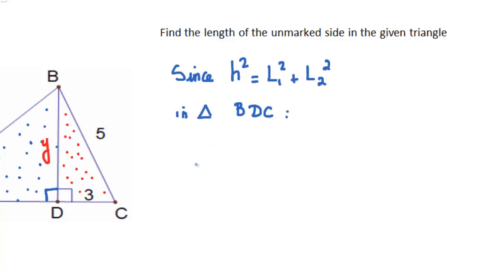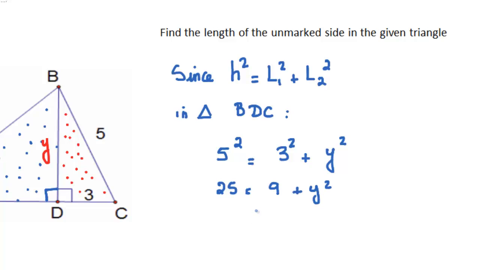So since hypotenuse square equals leg 1 square plus leg 2 square, in triangle BDC, what can I do? The hypotenuse is the one opposite to the 90 degrees. That means 5 square equals leg 1, let's say the 3. So 3 square plus the other one, BD. BD is unknown and we call it Y square. So let's find Y square. Again, that means 25 equals 9 plus Y square.